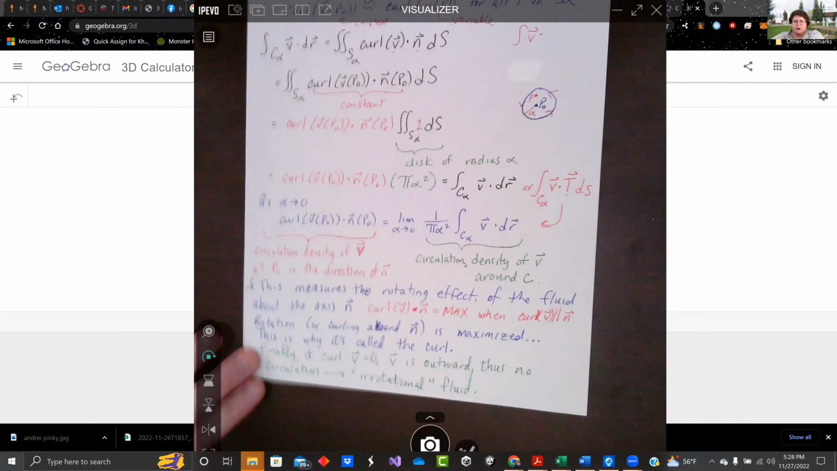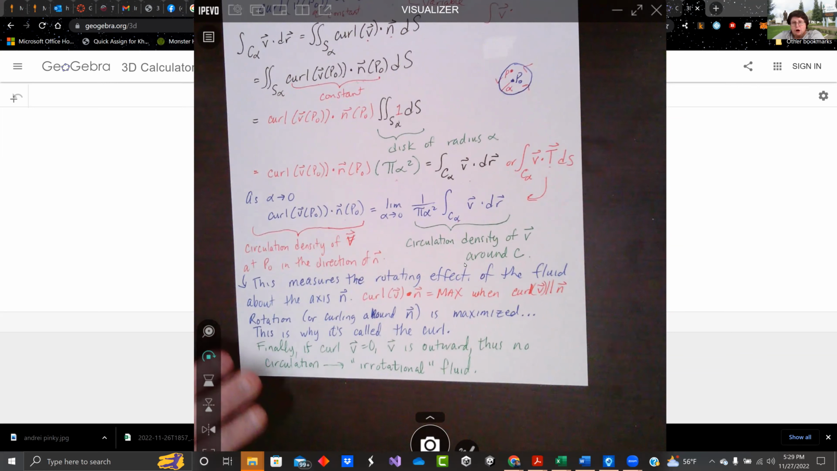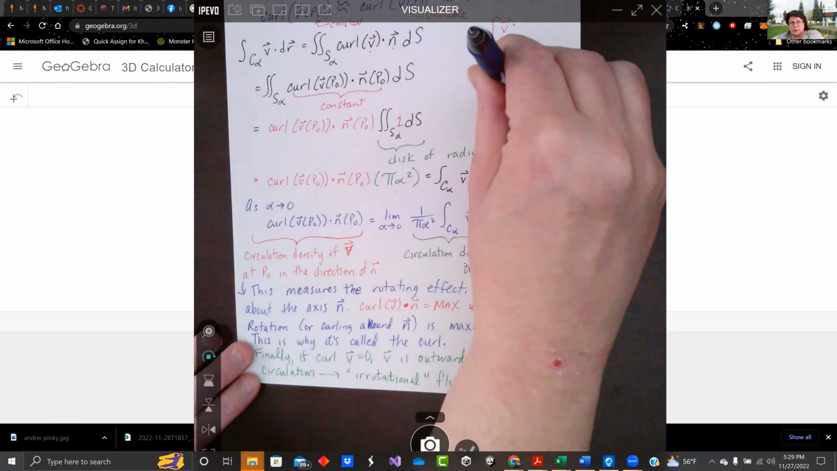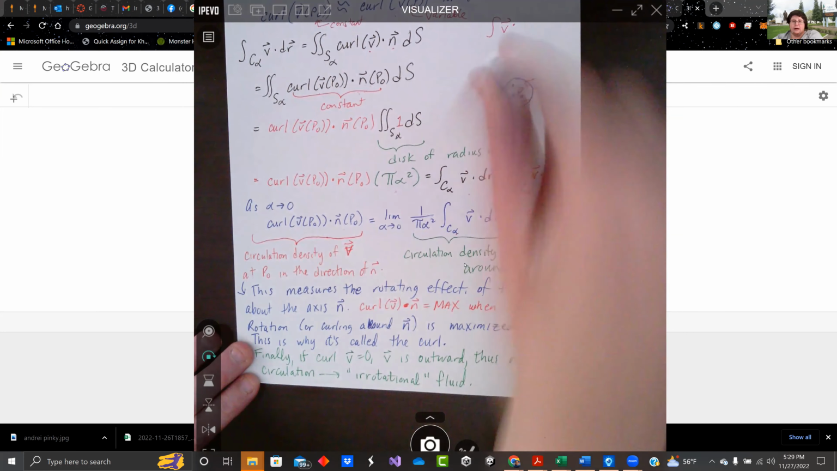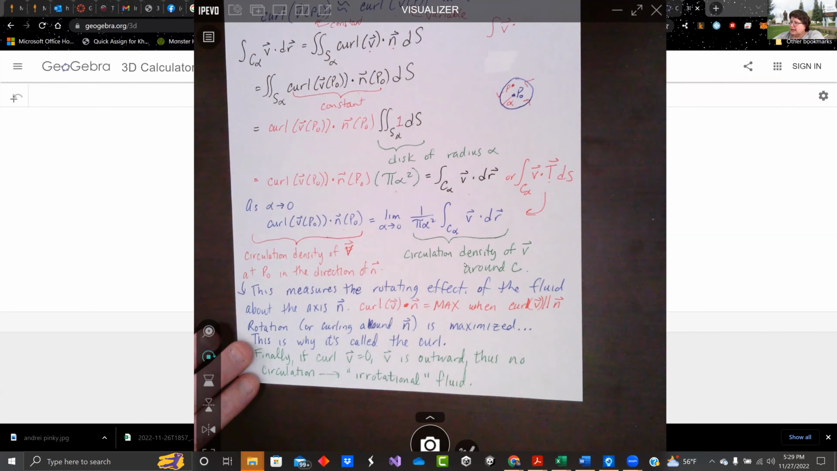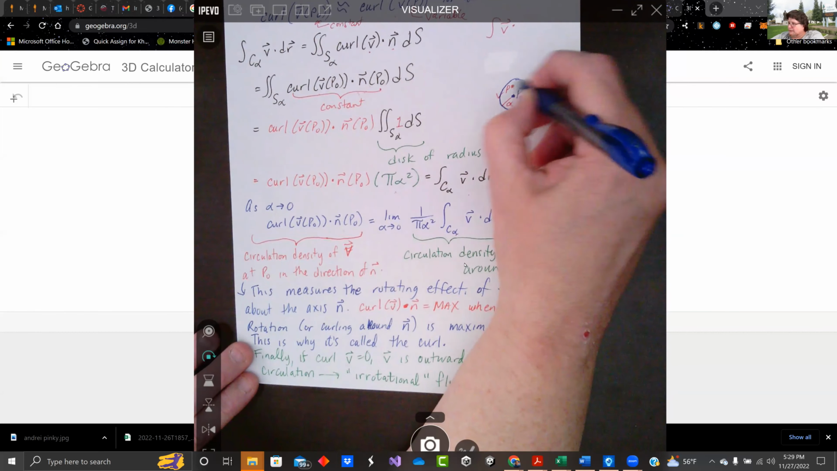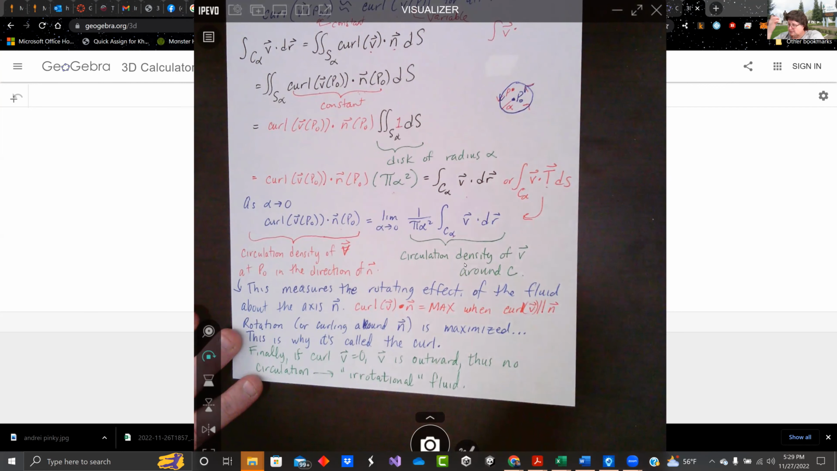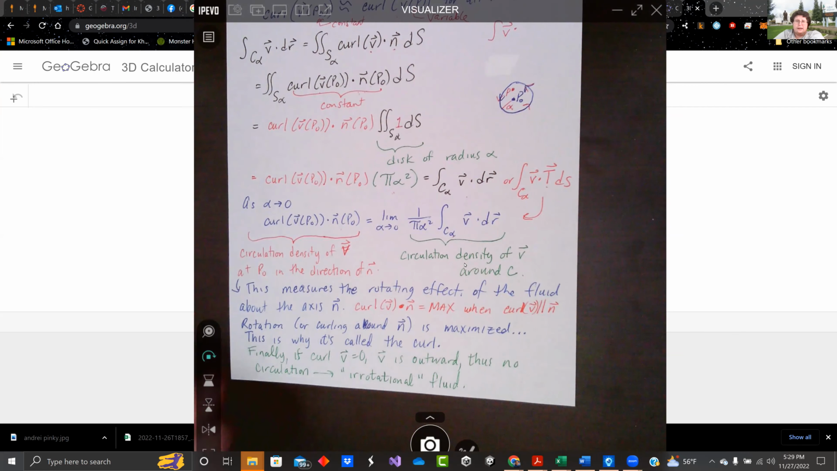So this is measuring the rotating effect of the fluid around that axis N. In my picture, N is sticking out of the board, and we're measuring how much this is rotating around it. Okay. It's obviously maximized when V is in the same direction as the tangential component.